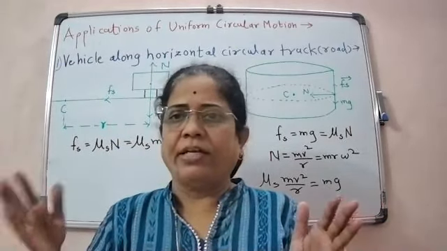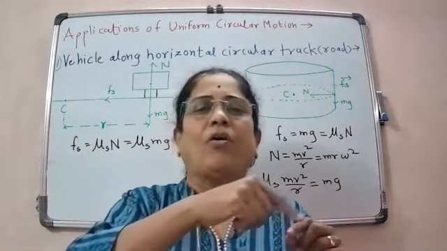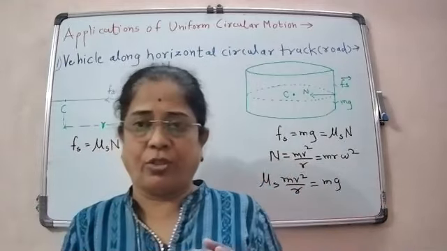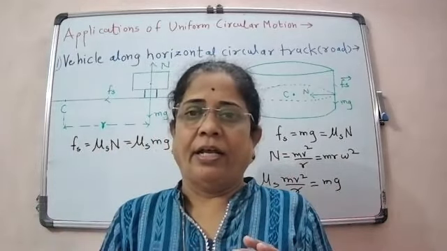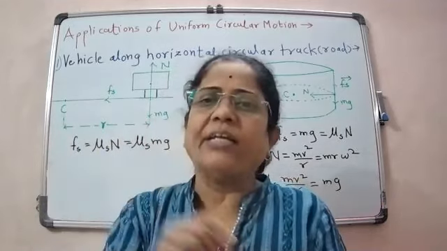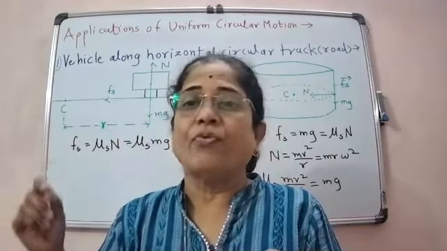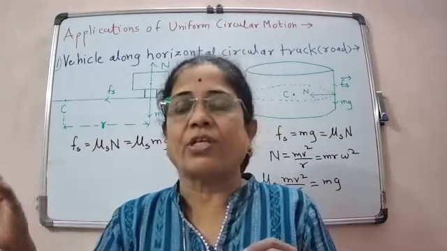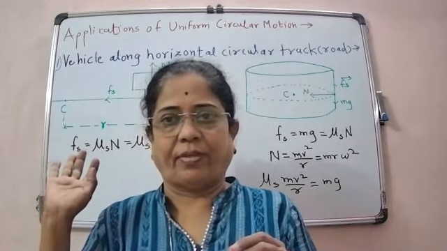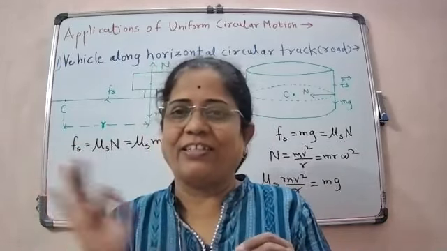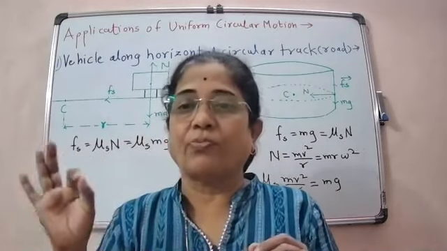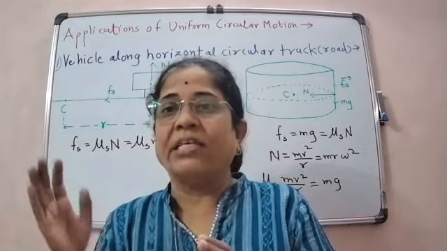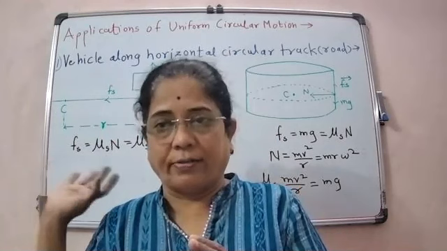And whenever any vehicle is moving along a horizontal circular track, the vehicle is performing circular motion. For circular motion, centripetal force is necessary. And you know that the centripetal force has the formula mv square upon r.